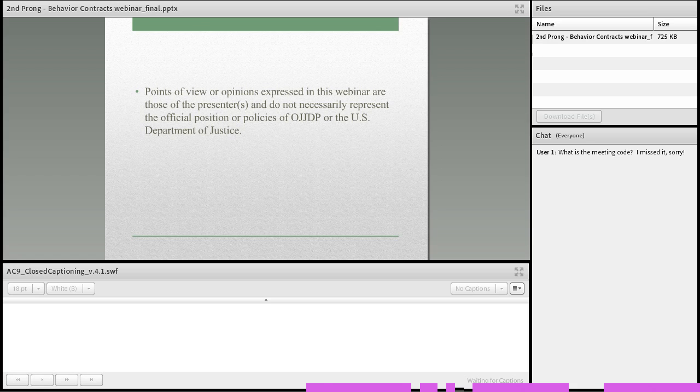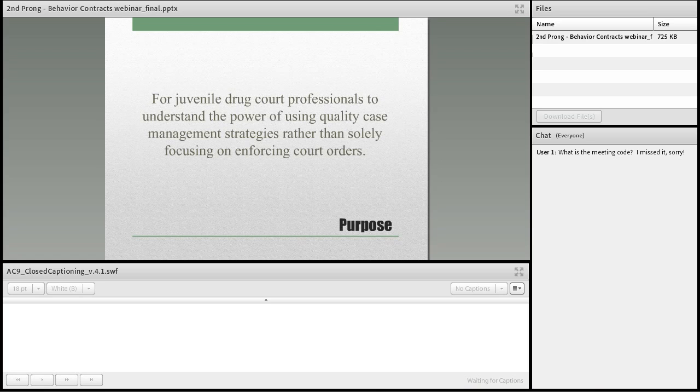Thank you, Elo. So just to get us started, I just wanted to think about the purpose of the webinar today. This is a little bit different from putting up learning objectives. I'm trying to get to purposes or objectives that are really audience-centered, and so this is the way I thought about it: a shift for juvenile drug courts from thinking about predetermined phases or enforcing court orders to really understanding the power of using quality case management strategies. So that's going to be our purpose going forward.